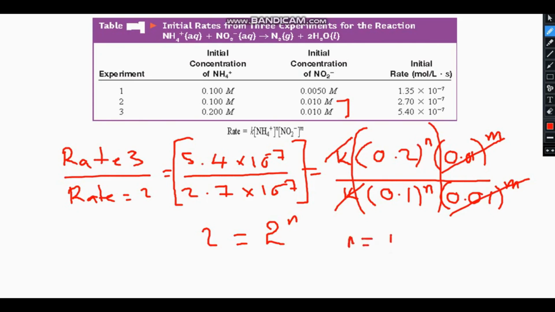So what does this simply tell us? It tells us that the order for NH4 plus is first order. So we now have the two orders, the value for m and the value for n. Let us now show how to calculate the overall order.